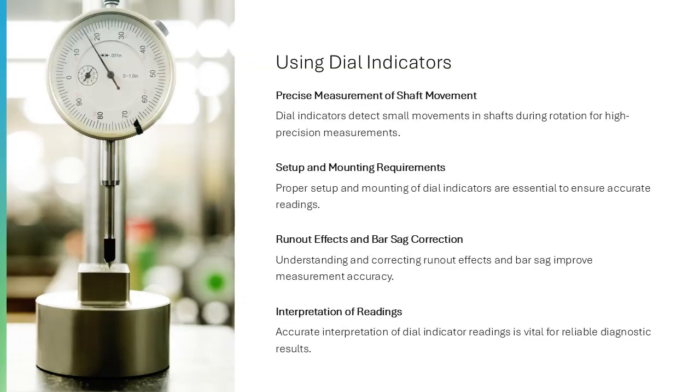irregularities. Dial indicators provide precise measurement of shaft movement during rotation. This slide discusses setup requirements, indicator mounting, runout effects, bar sag correction, and interpretation of indicator readings. Dial indicators remain widely used, especially where laser tools are unavailable.